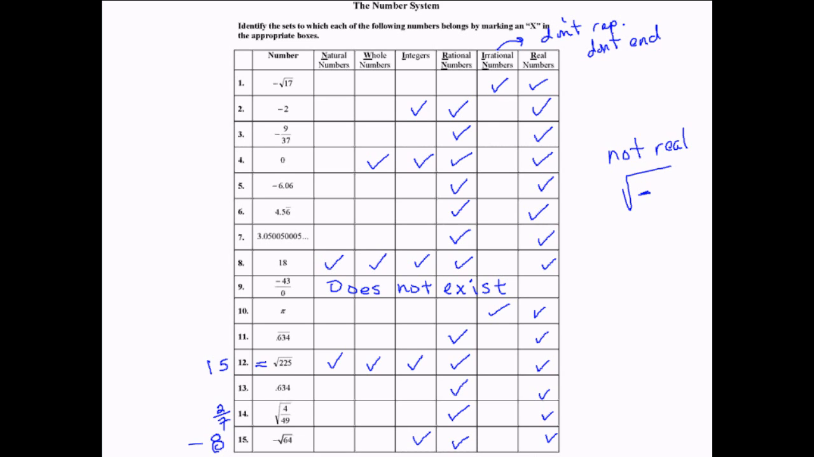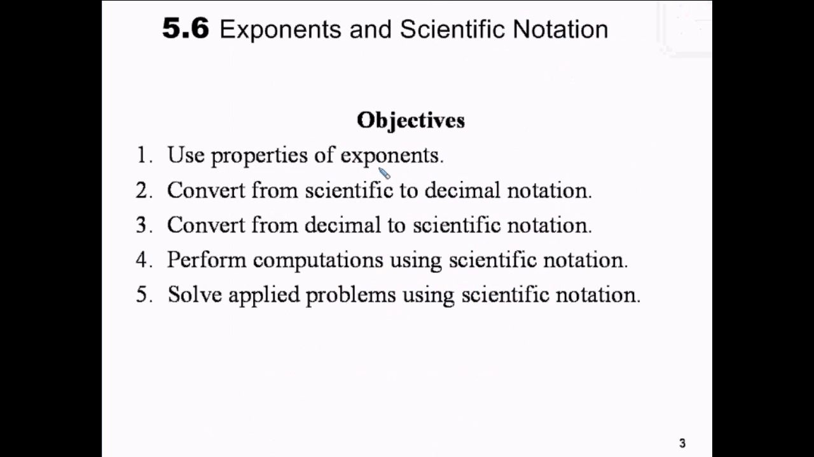Look at the numbers and then say... we're going to talk about properties of exponents. So this is what happens when you multiply exponent numbers and divide them, things like that. We're going to convert from scientific to decimal and from decimal to scientific. We're going to perform computations with scientific notation, and we're going to solve applied problems using scientific notation. A very real world application there for scientists.